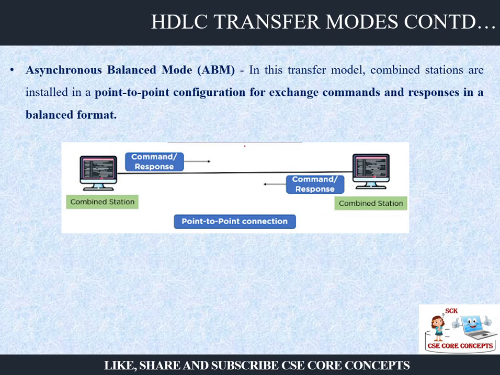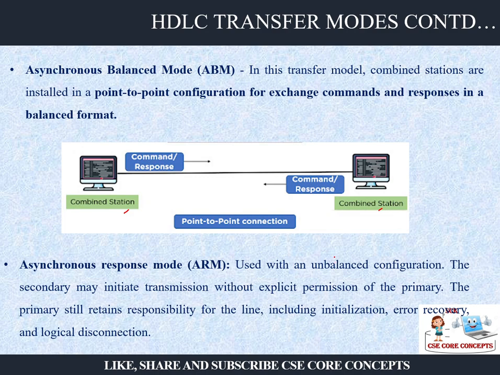The next type of mode is the asynchronous balanced mode. In this transfer mode, combined stations are set up in a point to point configuration to exchange commands and responses in a balanced format. You can see that this is a combined station, and this is a combined station. Either of them can send a command or a response. So that is very balanced. And the third one is called the asynchronous response mode, which is used with an unbalanced configuration. So what is an unbalanced configuration? When there is one primary station and one or more secondary stations.